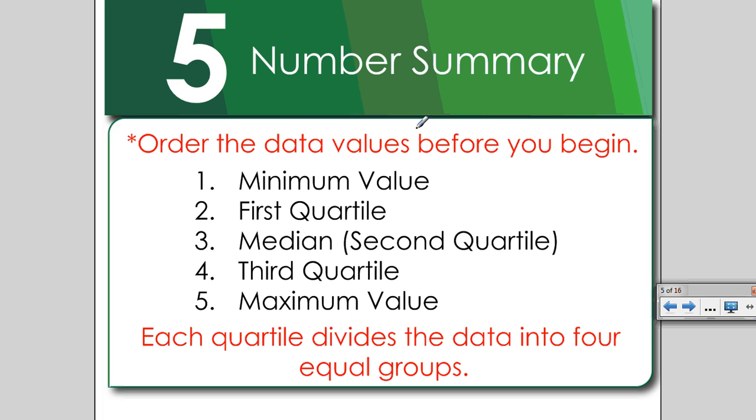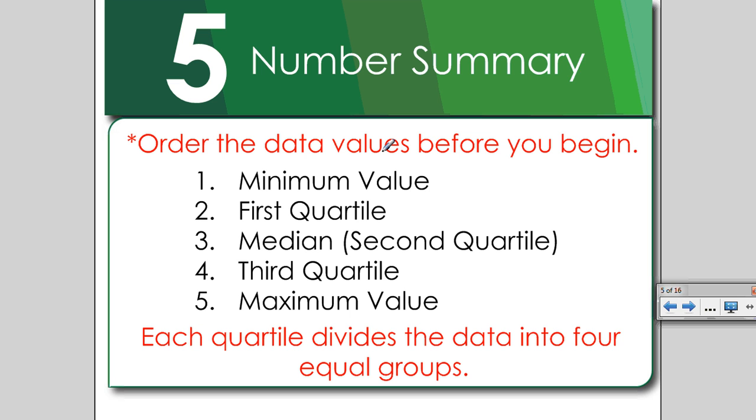All right, the 5-number summary: order the data values before you begin. Now, you use this most of the time to make a box and whisker plot. So it's just a plot to show your data.